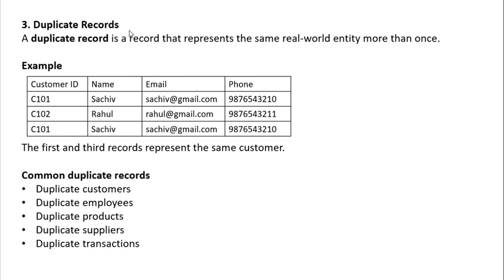Third is a duplicate record. A duplicate record is a record that represents the same real-world entity more than once. For example, the customer ID, name, email and phone number are given, but the C101 record appears two times. So the first and the third records represent the same customer. Common duplicate records include duplicate customers, duplicate employees, duplicate products, duplicate suppliers and duplicate transactions.